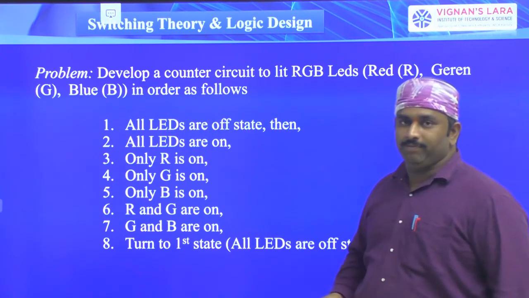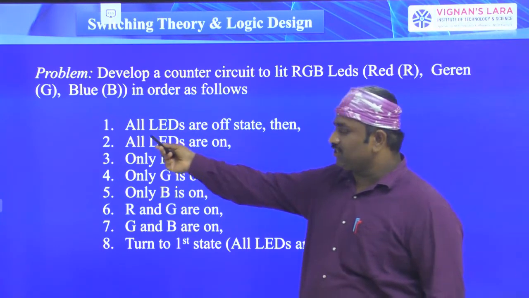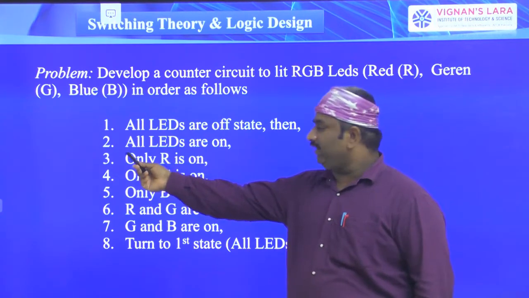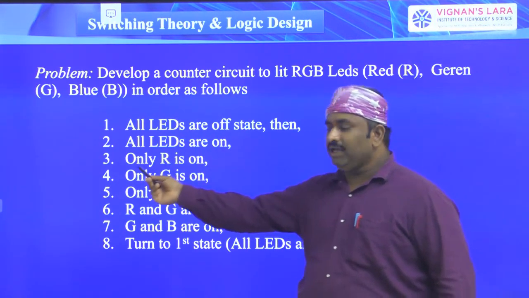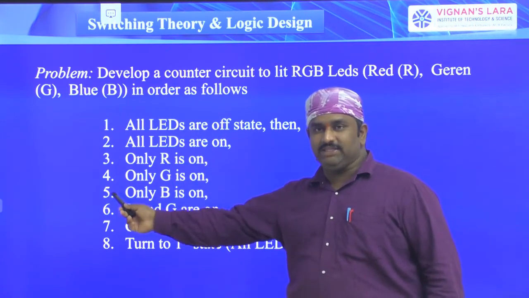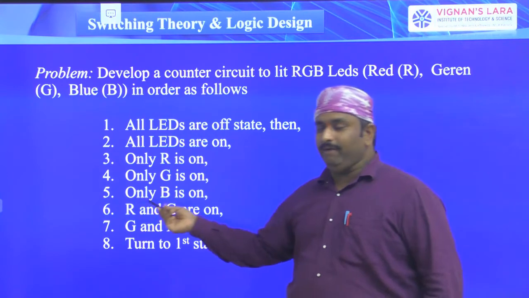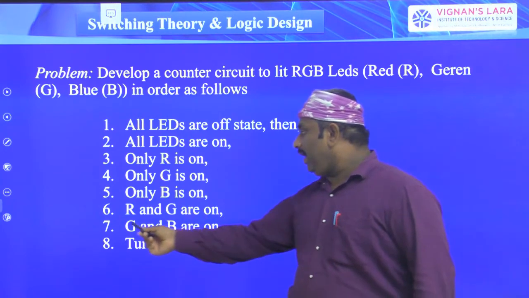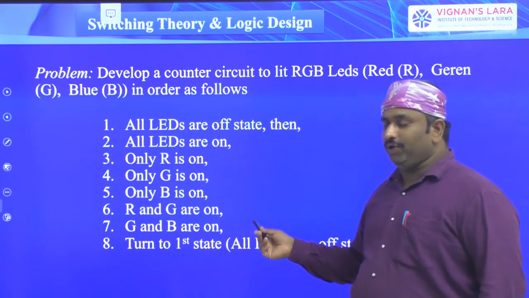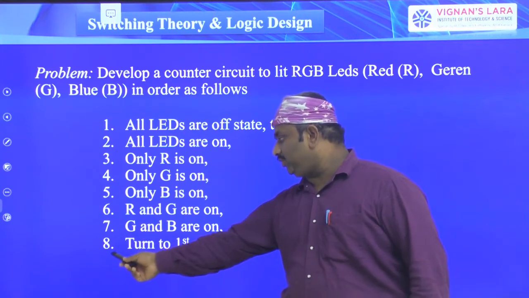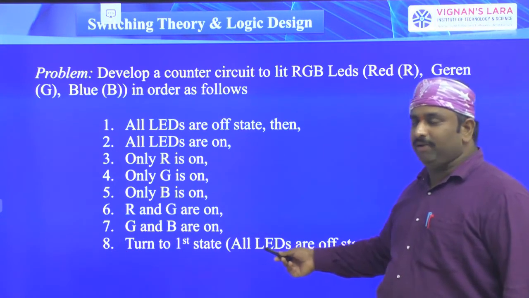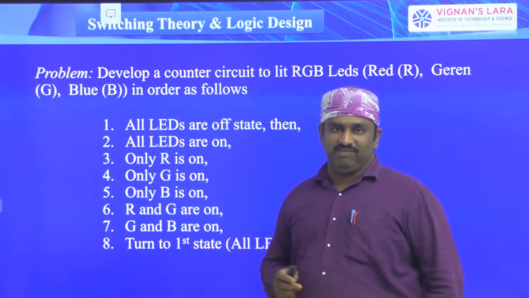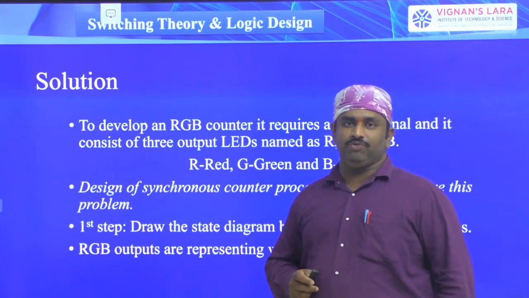This is the problem and the order is: the first condition, all the LEDs are in the off state, and then it goes to the next state, all the LEDs go to the on state. Next only red is on, and next green is on, next the blue LED is on, next red and green are on, and next green and blue LEDs are on. And the last condition, after completion of the 8th step, is that it comes back to the first step, that is, all LEDs go to the off state. This is the given problem. Let us see the solution for the problem.